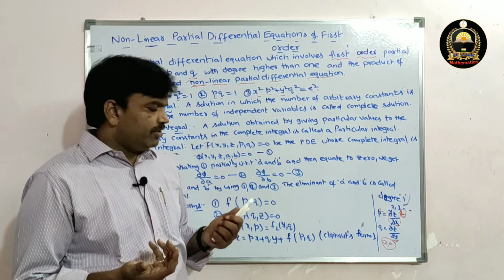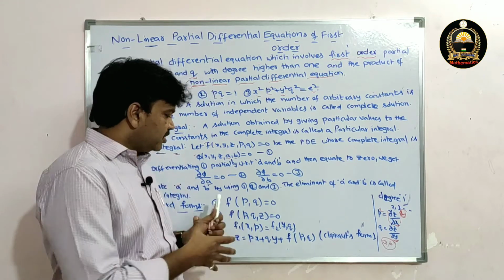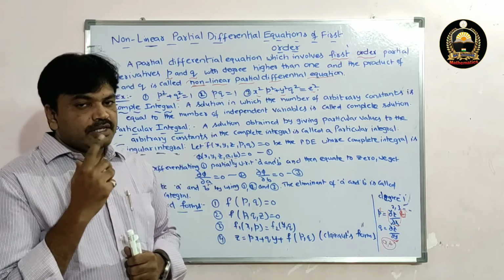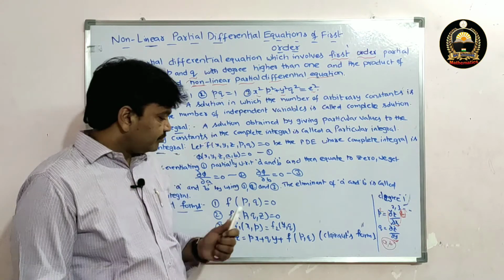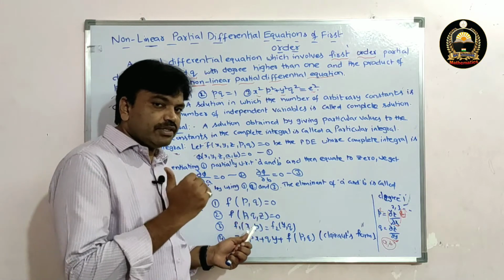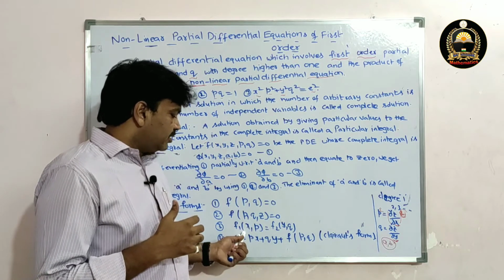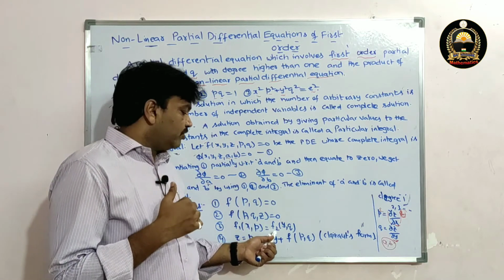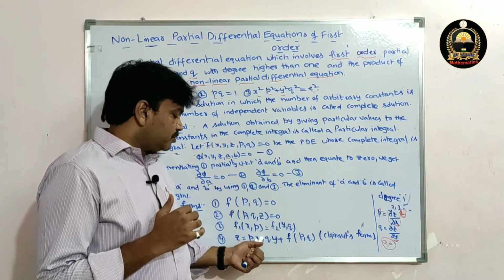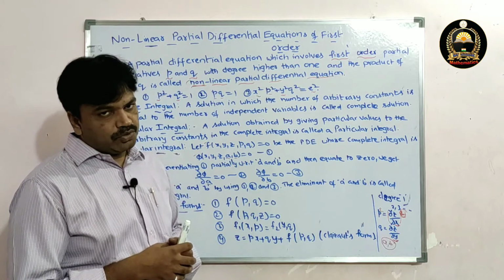These are the standard forms, students. Once again, what is the first one? f of p comma q equal to 0. The second? f of p, q, z equal to 0. The third? f1 of x, p equal to f2 of y, q. And the fourth? z equal to px plus qy plus f of p comma q.